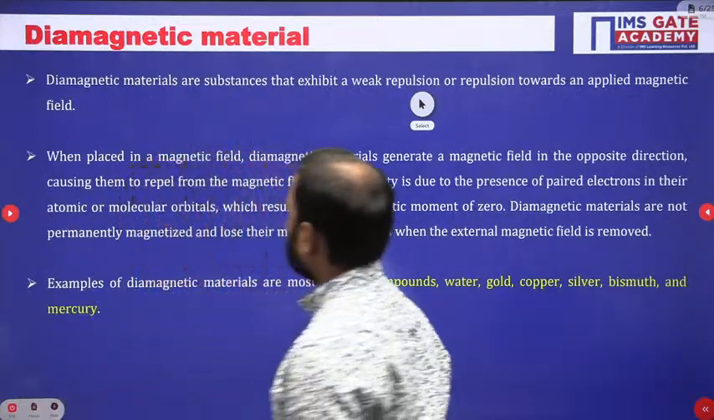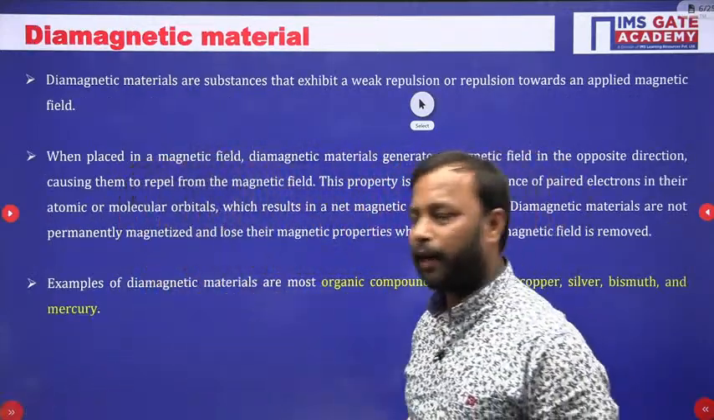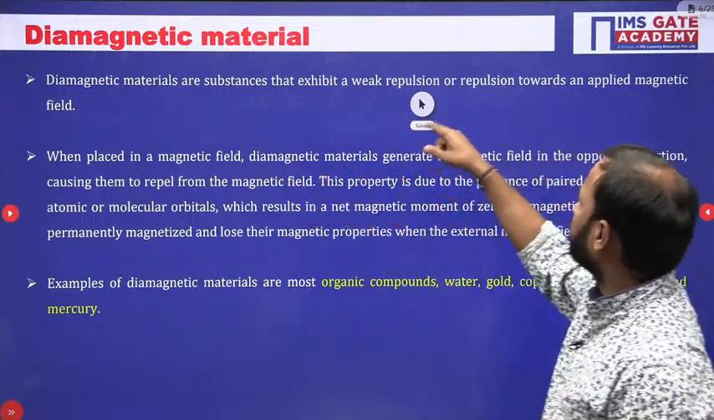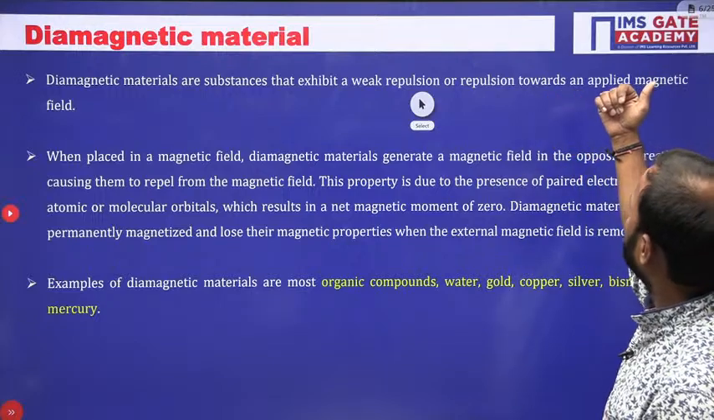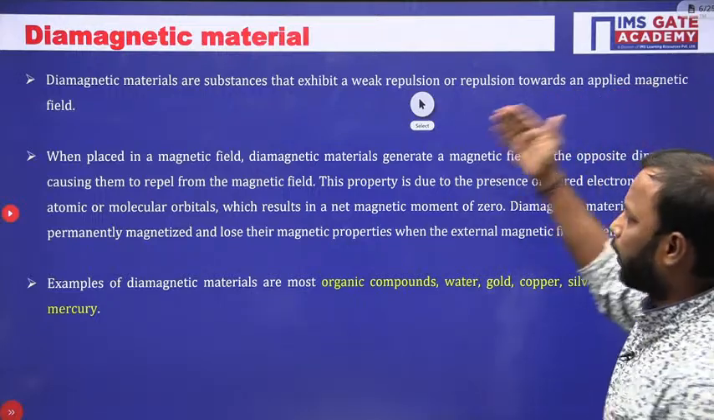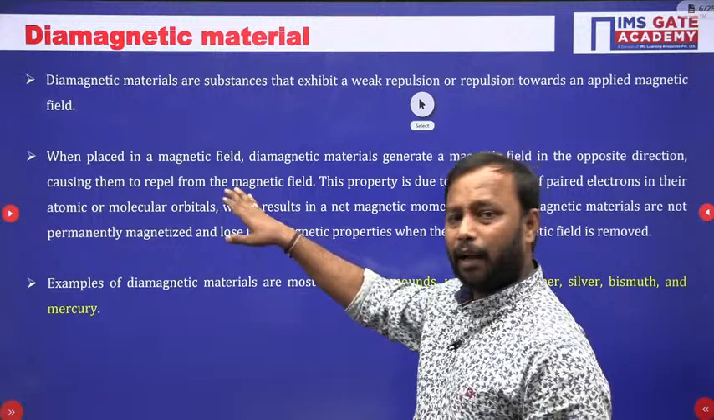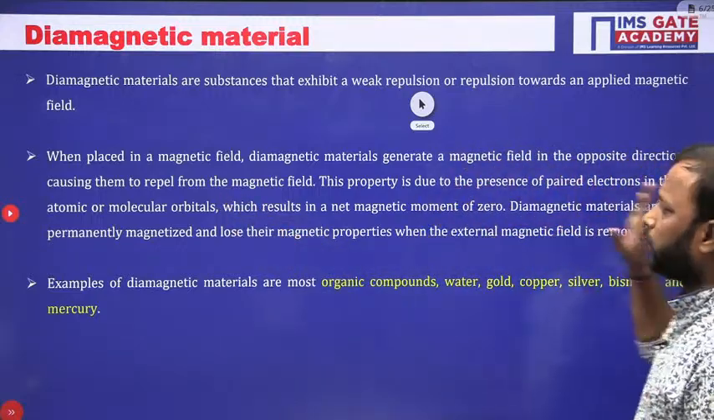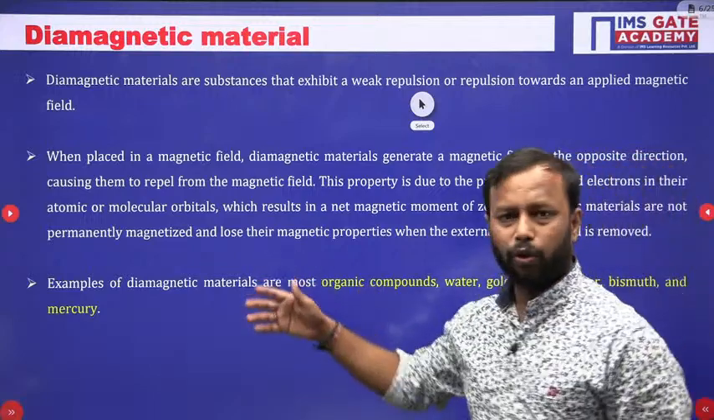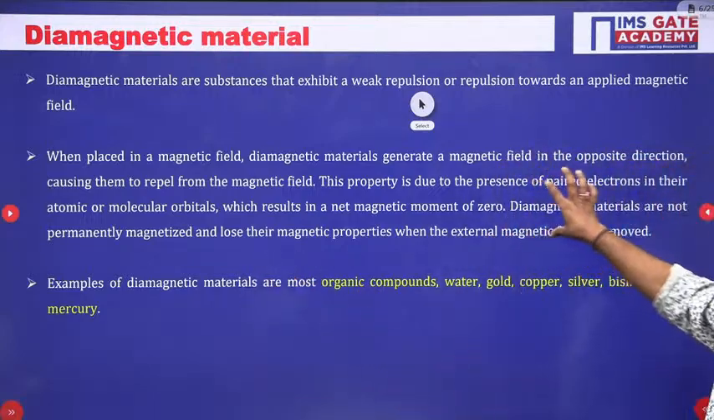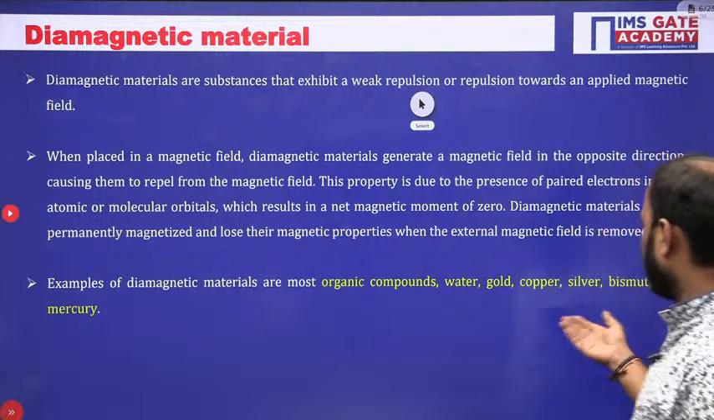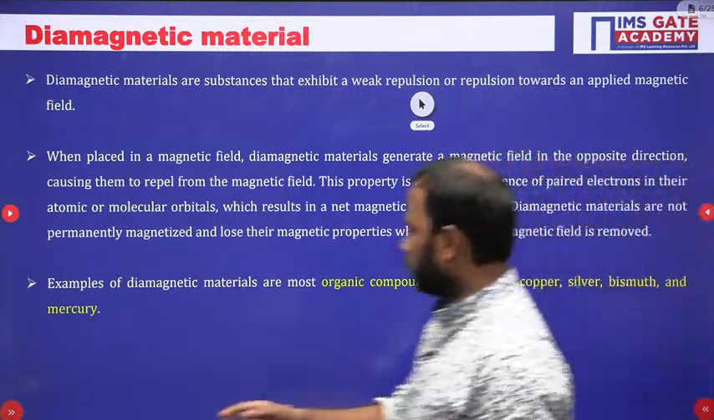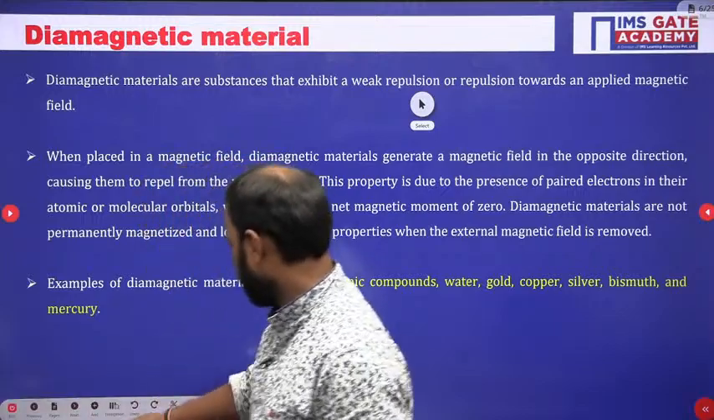Okay. So let us discuss the diamagnetic material. Diamagnetic materials are substances that exhibit a weak repulsion towards an applied magnetic field. When placed in a magnetic field, diamagnetic material generates a magnetic field in the opposite direction, which we had already discussed. So you can go through this particular statement, and examples we have already seen: copper, silver, bismuth, gold and many more.